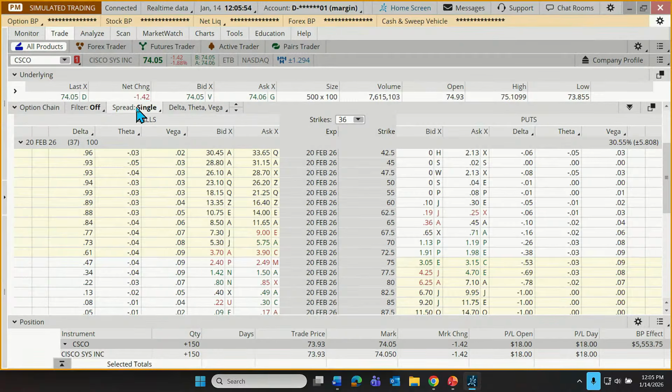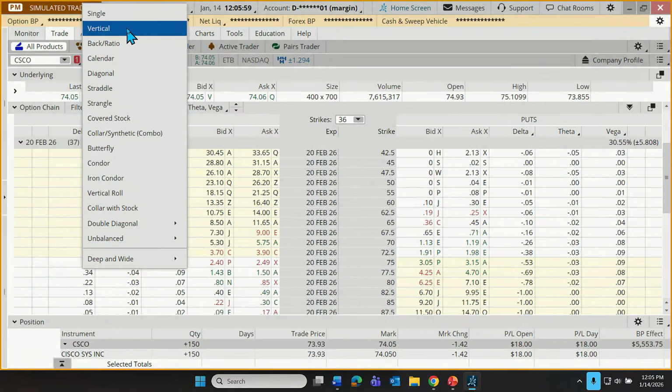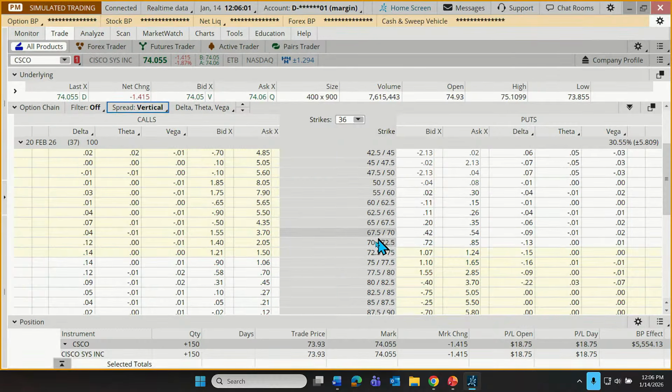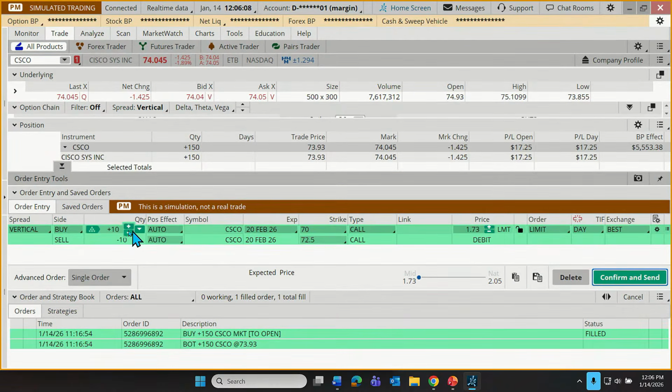Here's a quick way that we might construct that trade. Go up here where it says spread single. I'm going to change that to vertical, and it pairs up the 70 with the 72.5 strike. Then I'm just going to click on the ask price to create a buy order down here. Now, to keep this discussion as straightforward as possible, let's just do one contract. There we go. Buying the $70 call, selling the 72.5. It looks like it might be around $1.73, maybe as much as 2.05. Let's use kind of round numbers here.